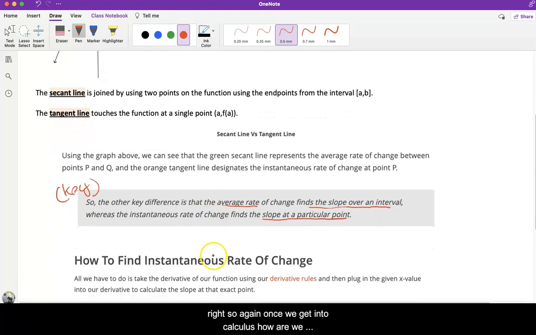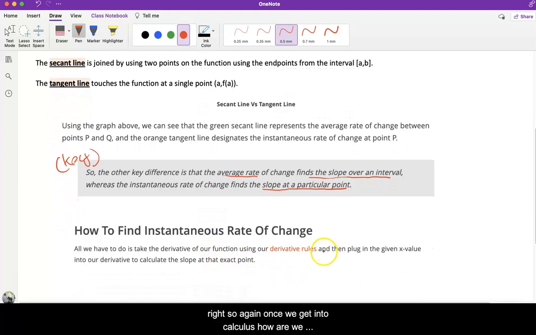All right, so again, once we get into calculus, how are we going to find this instantaneous rate? Well, that is going to use our derivative rules. And that is what we're going to spend part of the course. Remember, calculus is evaluating limits, being able to compute derivatives, as well as integration. And we're going to summarize that over the 15 weeks here.